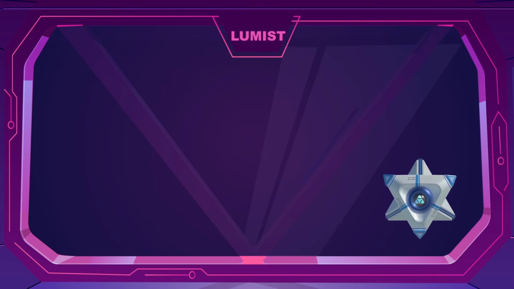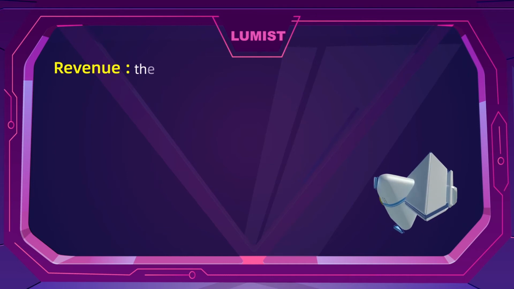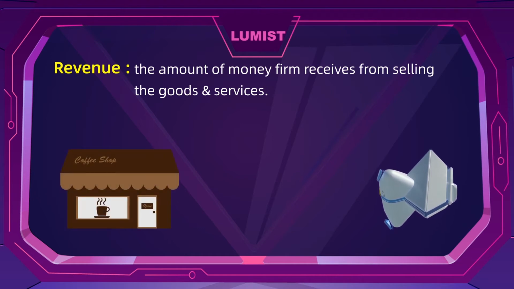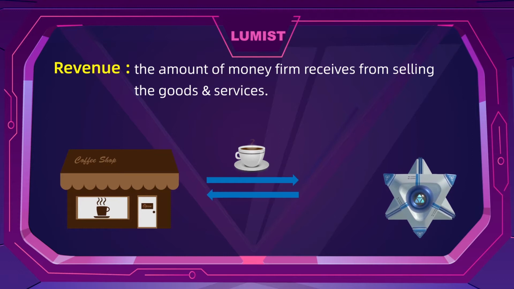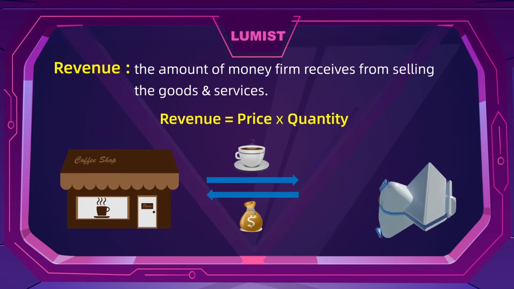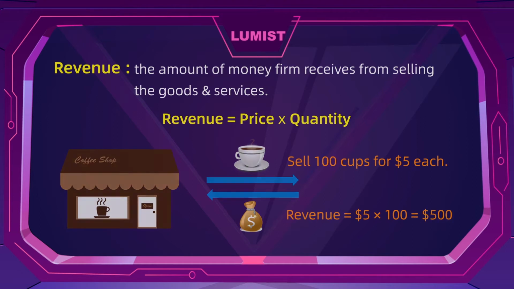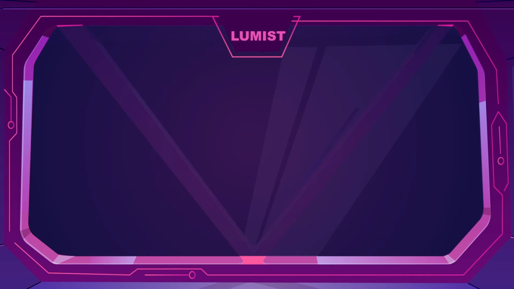Next, let's take a look at a few terms that you need to be familiar with when talking about firms. Revenue is the amount of money that a firm receives from selling its goods and services. For example, a coffee shop generates revenue when it sells coffee. We calculate revenue with this equation: revenue is equal to price times quantity. For example, if the coffee shop sold 100 cups of coffee for $5 each, then we calculate revenue as $5 times 100, which is equal to $500. So that's revenue, which is what a firm receives.